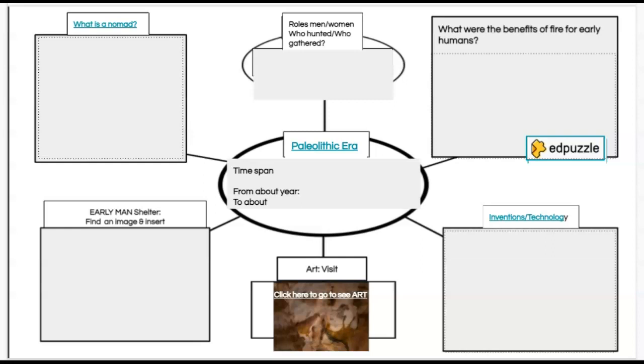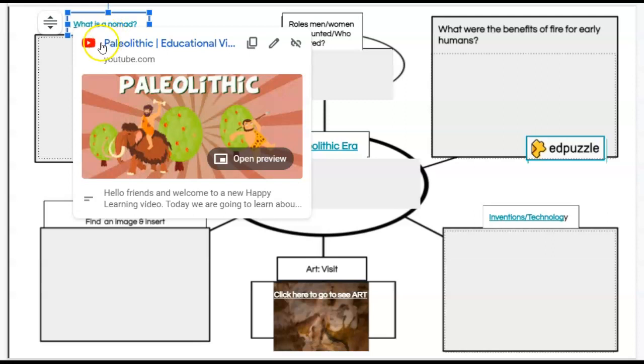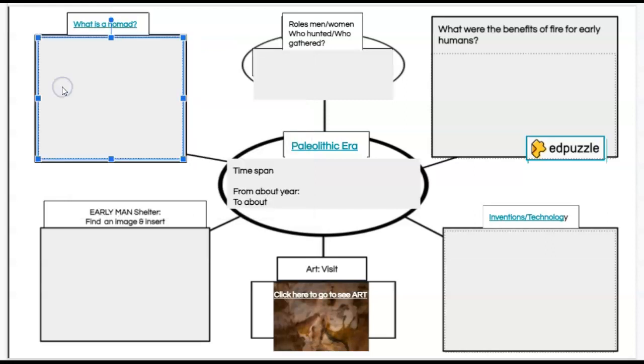On this slide, this page, the digital notebook, there will be a variety of activities. So what is a nomad? You can rewatch this video, speed through it to find the definition of a nomad, and you would write that right in here. In this text box here, since there's no link, you are welcome to literally research those questions. The roles of men and women. Who were the ones who generally hunted, and who were the ones who generally gathered food, gathered plants, things like that for them to eat.